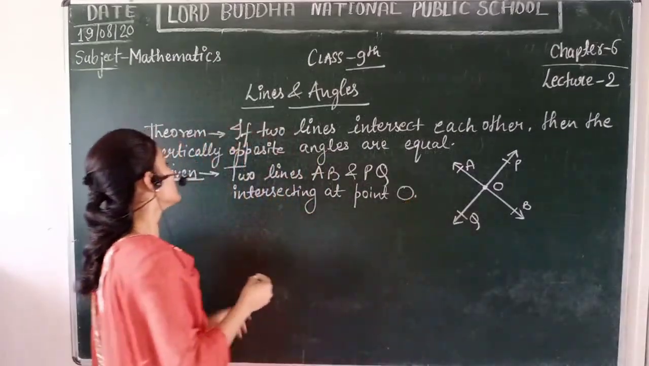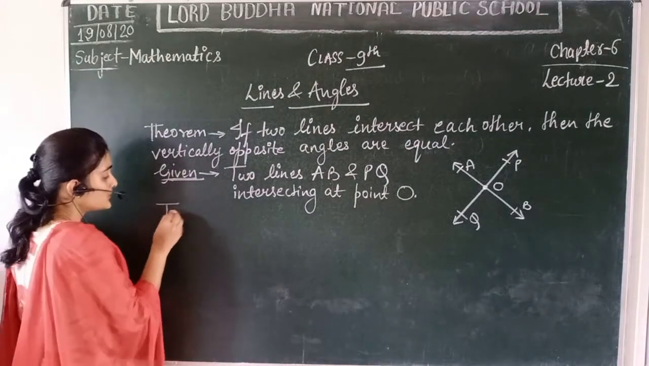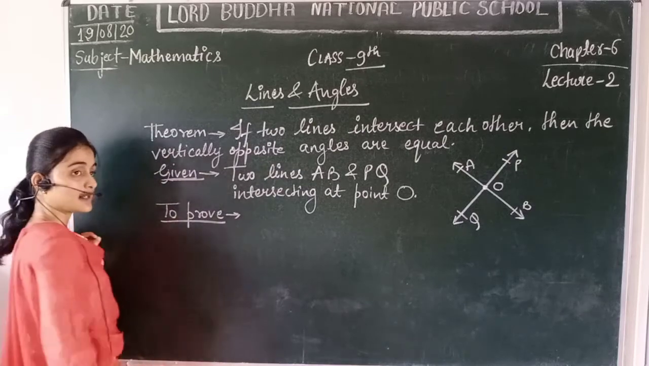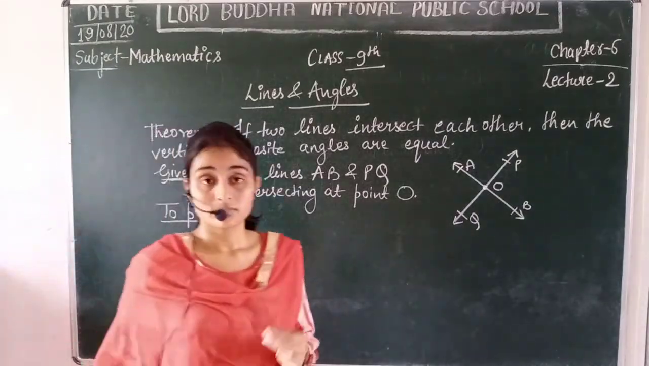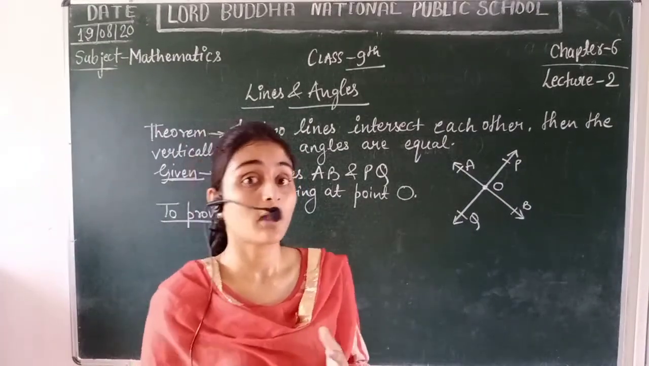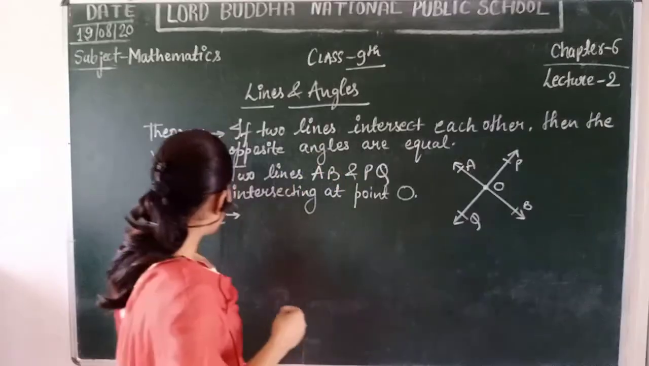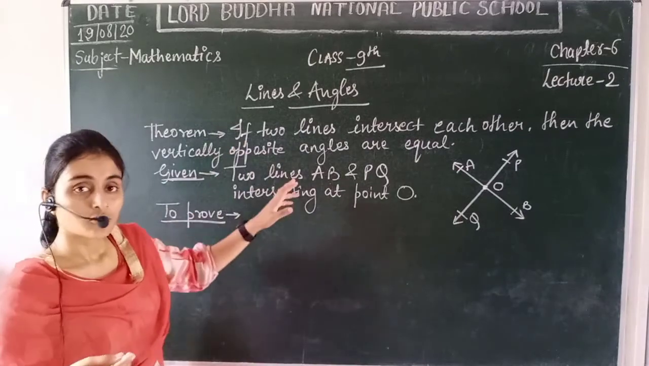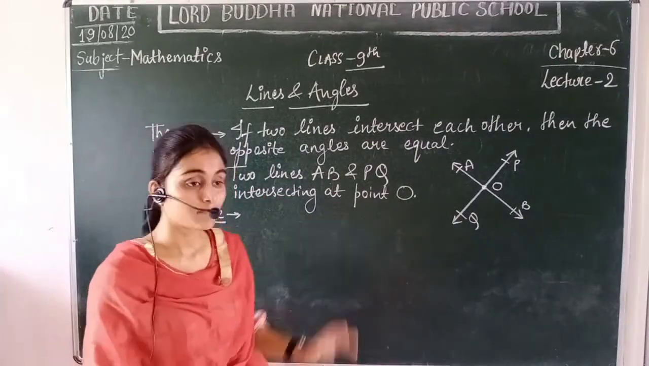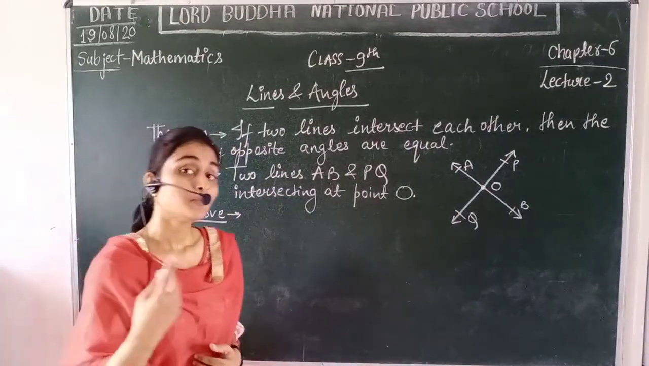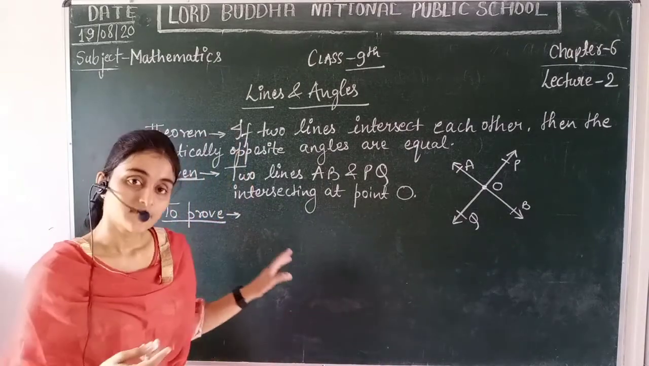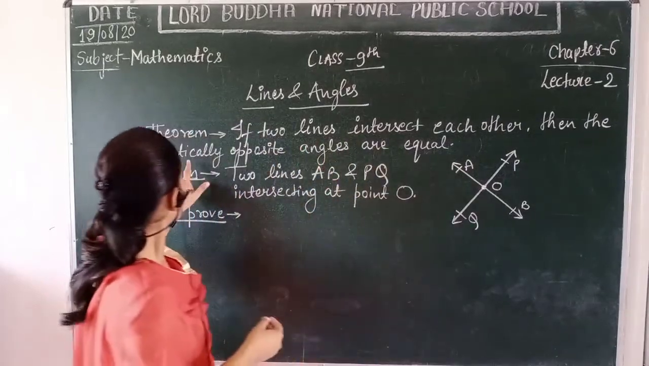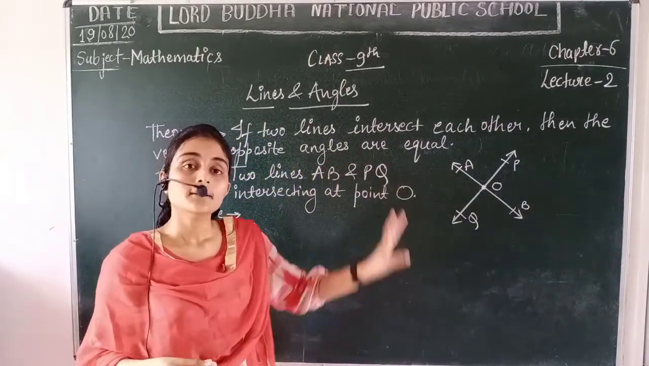Now, second point will be to prove. What we have to prove is to be written under this section. Whenever you are going to solve any question where you have to prove something, you will follow all these steps. You will first write the given part. Whatever is given in the question, you will write it in the given section. Then whatever you have to prove will be written in the to prove section. So what you have to prove? You have to prove that vertically opposite angles are equal.